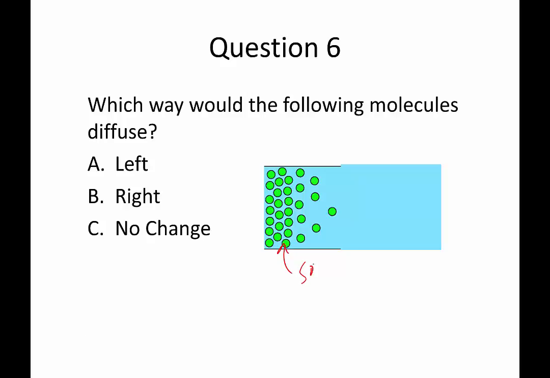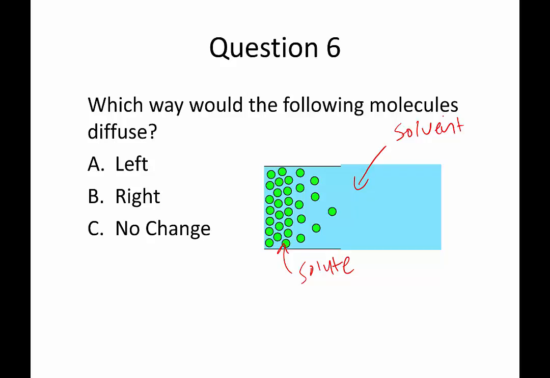So the solute in this case is the little green circles here. That's what's dissolved in the solvent. In this case, the solvent is this blue stuff right here, which is likely water. So again, the solute dissolves in the solvent, and the solvent is what dissolves the solute.